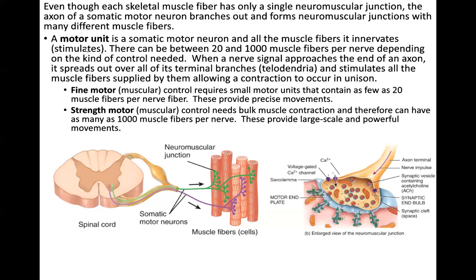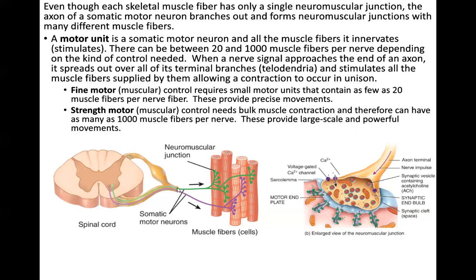It's one somatic motor neuron and all the muscle fibers it innervates. So in this case, this motor unit would be this green neuron plus this muscle fiber and this muscle fiber. Okay, the purple motor neuron innervates these two muscle fibers. So that's the motor unit.